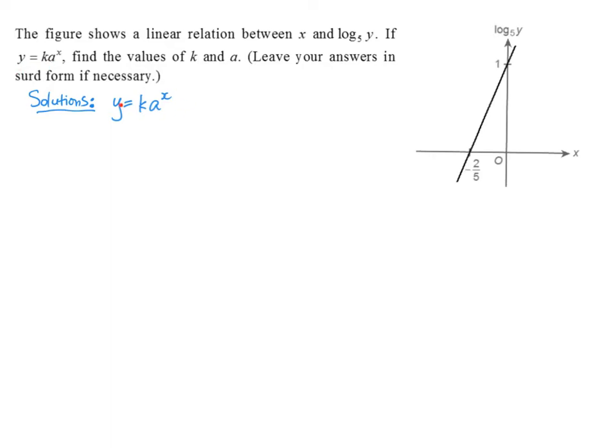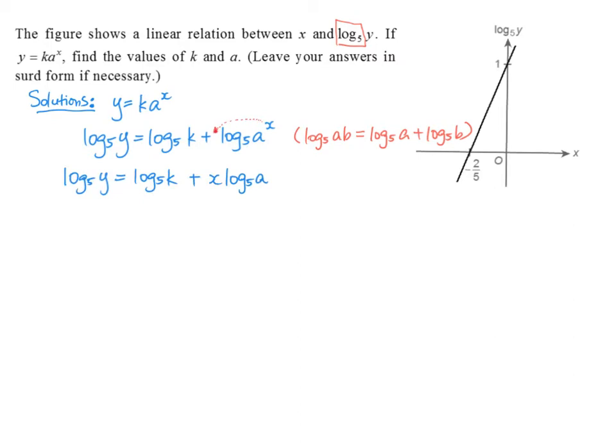We start out with the original function. Because we want to have log base 5 of y, we apply log base 5 on both sides. Because of this law, we break this up into two terms, and then we move the power to the front for this one. Now it forms a linear relationship. You see this is the new y, log base 5 of y, mx, because it's a variable, plus c. This is a constant. Now we're trying to find k and a here.